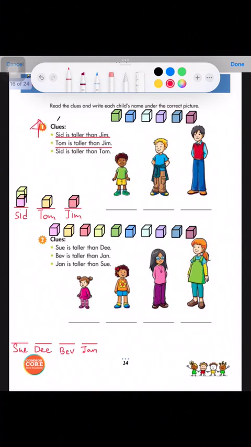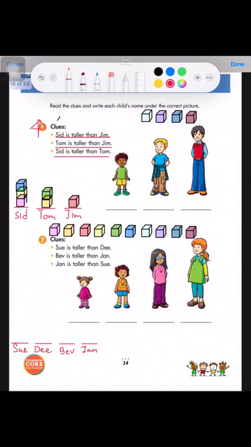And then Tom is taller than Jim. So we may put 1 block for Tom so that now he's taller than Jim. But we notice that Sid and Tom are at the same height right now. So let's read the third clue. Sid is taller than Tom. So we may add 1 more block to Sid so that he's now taller than Tom.